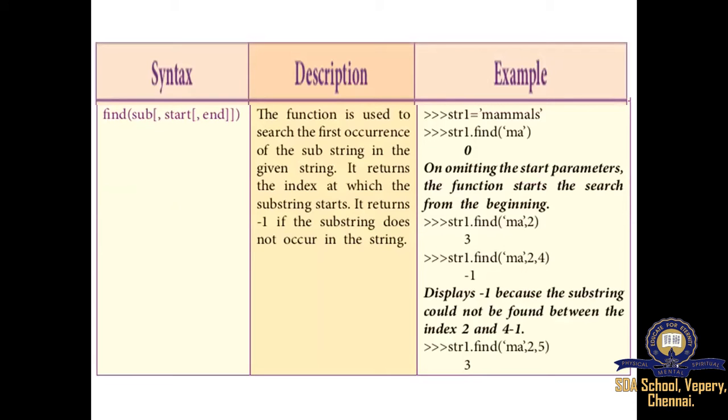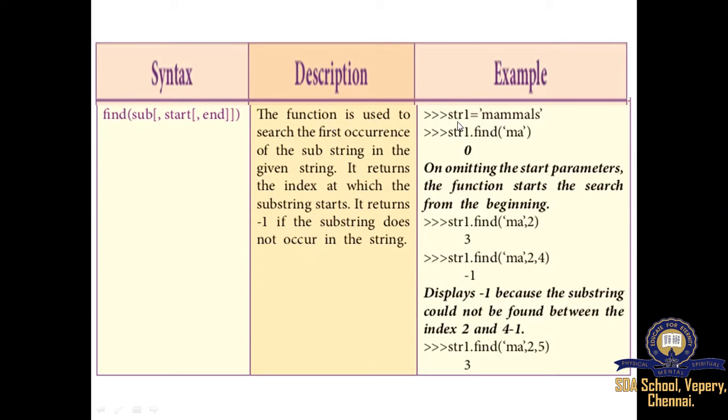Find. This is one of your inbuilt string functions. What does this string function do? It is able to find the first occurrence of the given substring. This function is used to search for the first occurrence of the substring in the given string. It returns the index at which the substring starts. It returns -1 if the substring does not occur in the string.